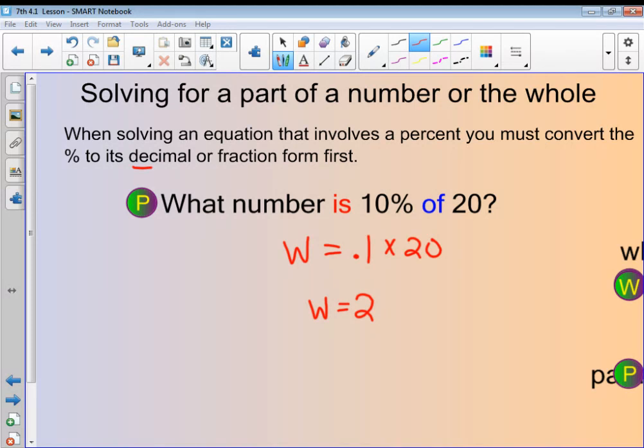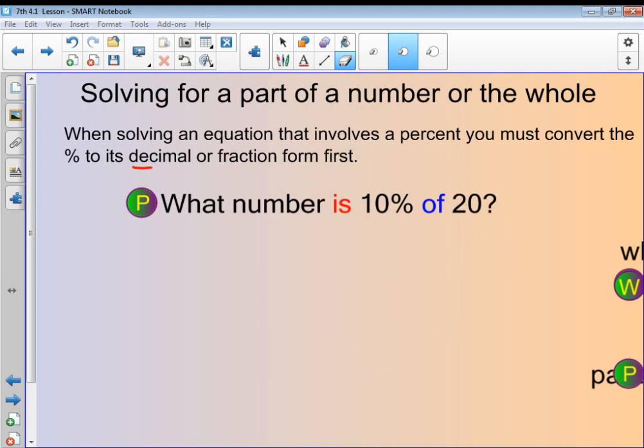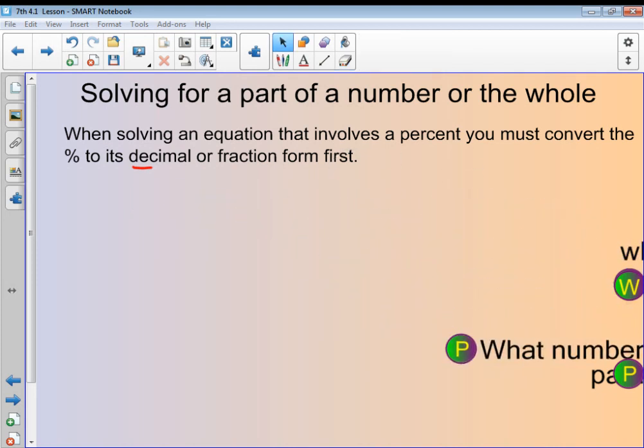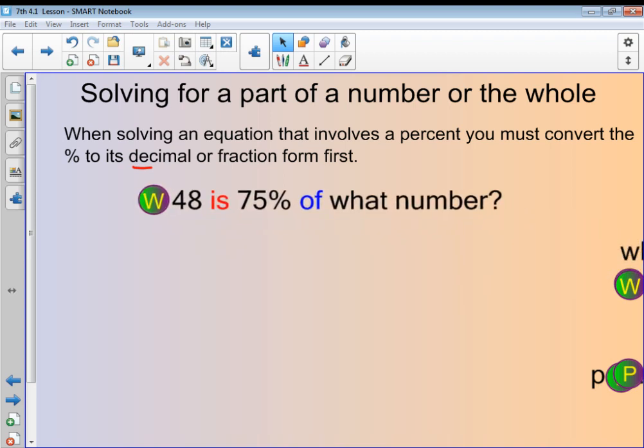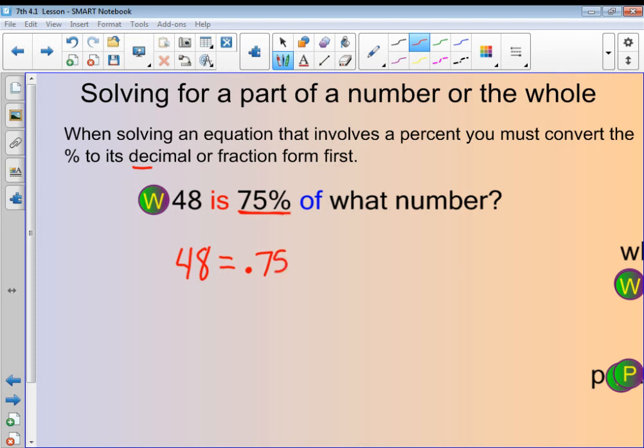Okay, so now we're gonna work with some of them where they're wanting us to find the larger number. Okay, so here, it's still the same format. We're still gonna go ahead and substitute in. So I've got 48 means equals 75%. So once again, change that to its decimal form, which is 0.75, because we only get to move 2 places. Of means times what number?